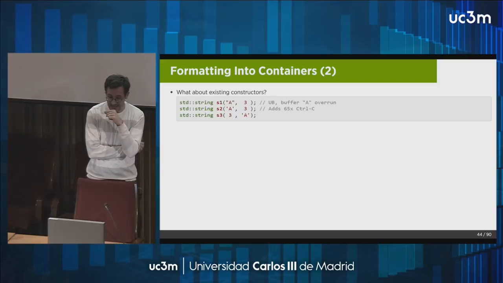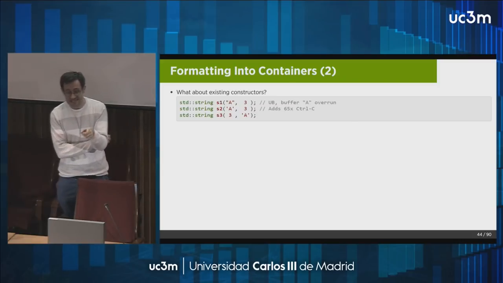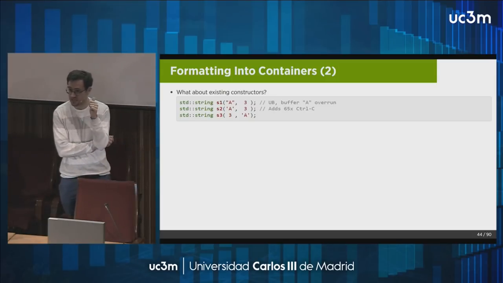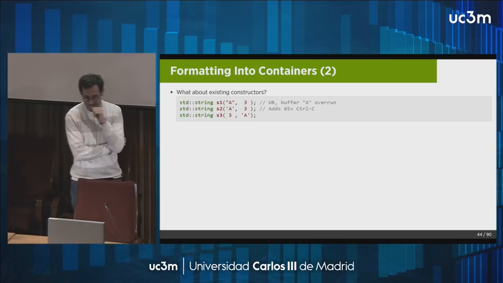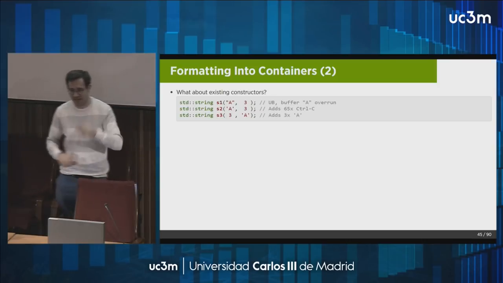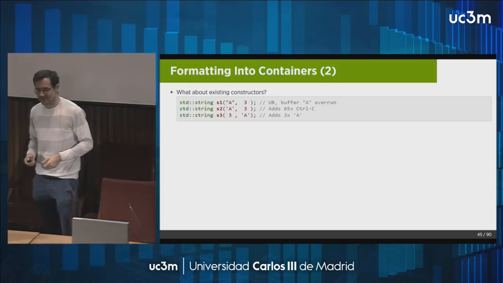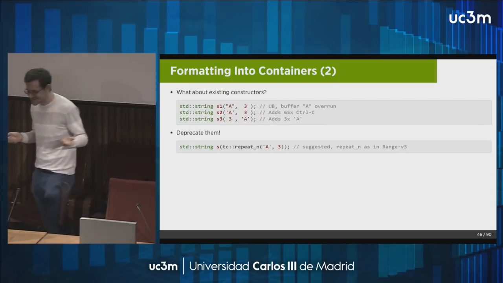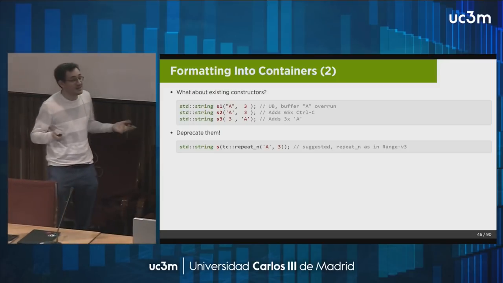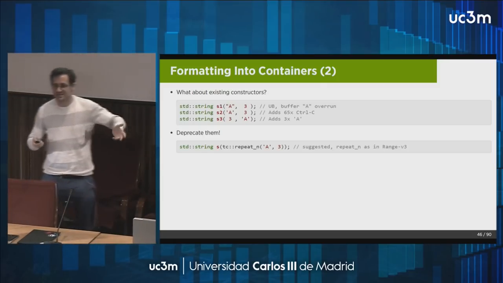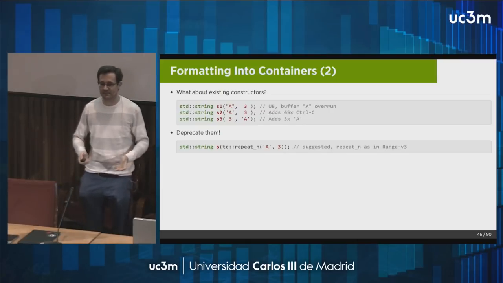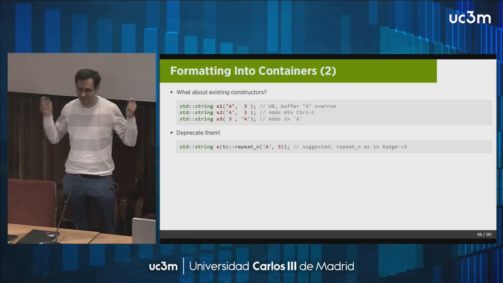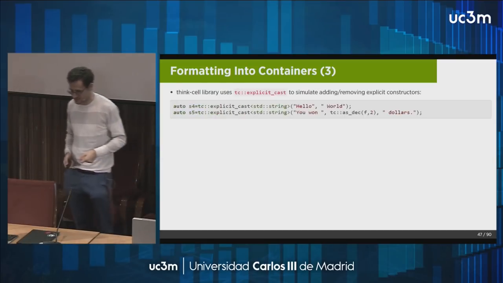Okay, so this adds, as you can clearly see, this adds 65 times a control C to your string. Everyone sees that, right? Yeah, clear, right? Yeah, okay. And the last one actually adds 3 times the A. So, I mean, deprecate that stuff. You don't need it. This is useless, okay? Write it clearly. Generate a range that is clearly 3 times an A. And then we just make a string out of it. It's very much more descriptive, and I don't know what you need the other constructors for.